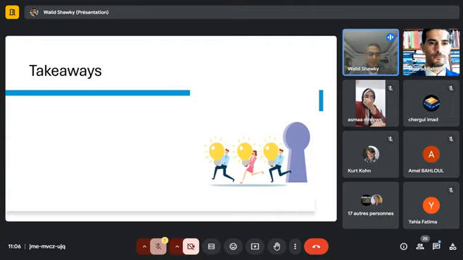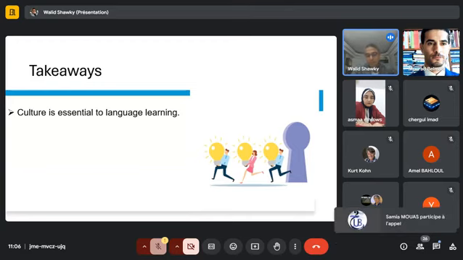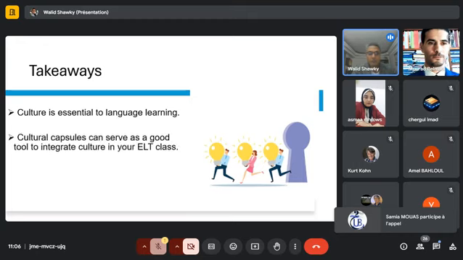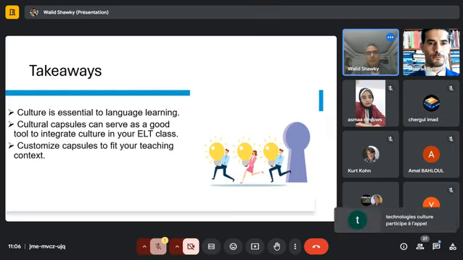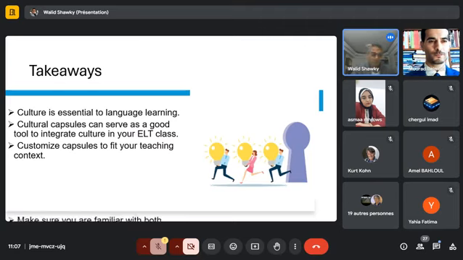Now, what we can take away from the session, and I'm really sorry if I've taken more than the time allotted. So what we take away is that cultural capsules are very important in language learning. They are an integral part of learning a second language. These capsules can serve as a good tool to integrate culture into your ELT classroom. You can customize them to fit your students' context, the lesson, and your students' learning needs and motivation.